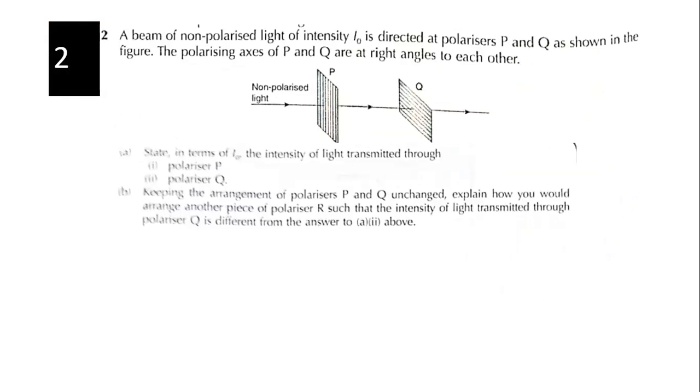A beam of non-polarized light of intensity, right? This is I naught. Doesn't matter. You can call it I naught, you can call it I1, I2, doesn't matter. Don't get confused. Understand what it does. It's directed at polarizer P and Q as shown in the figure. The polarizing axes of P and Q are perpendicular to each other. State in terms of I naught the intensity of light passing through P. Remember, I naught is this one. What's the intensity of light passing through P?